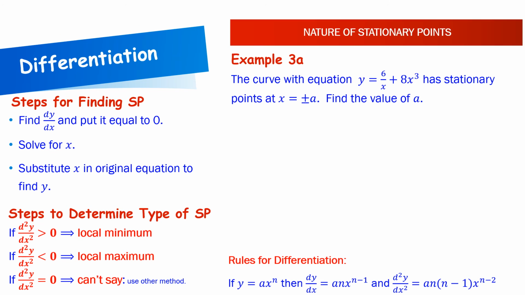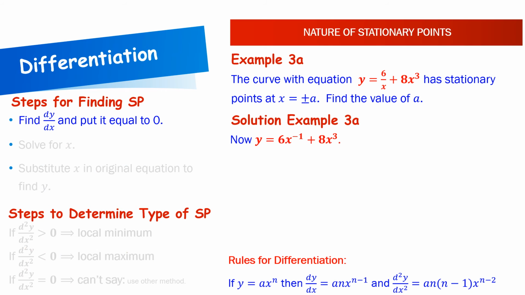The curve with equation y equals 6 over x plus 8x cubed has stationary points at x equals plus or minus a. Find the value of a. So let's solve this. We know that y equals 6x to the minus 1 plus 8x cubed. We've put it in this form so that we can differentiate easily. So differentiating gives us dy/dx equals minus 6x to the minus 2 plus 24x squared.